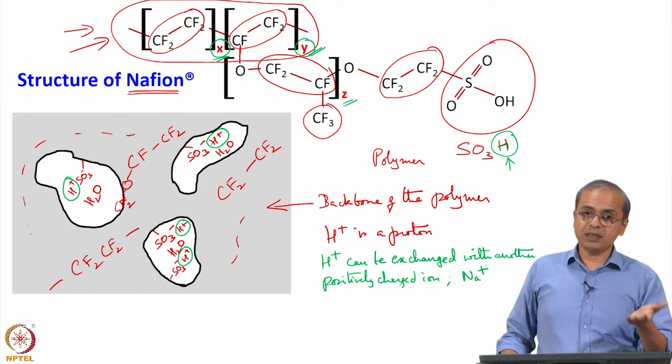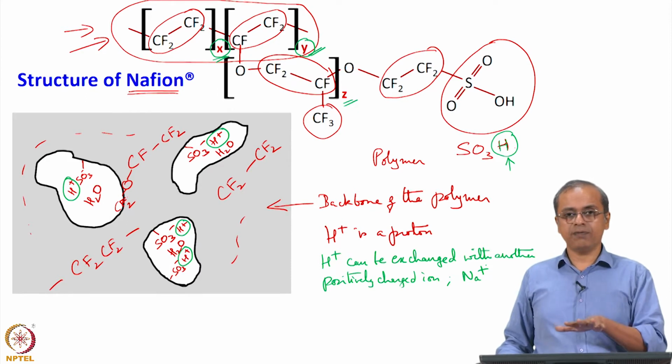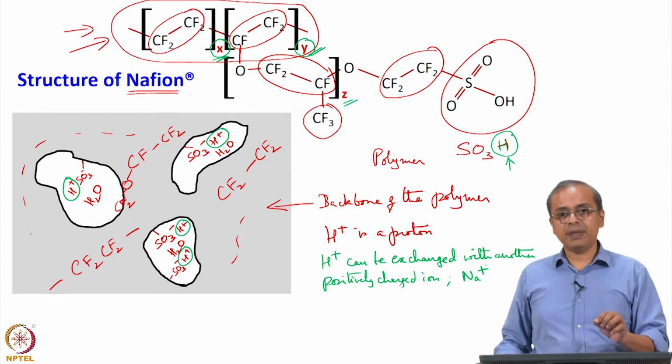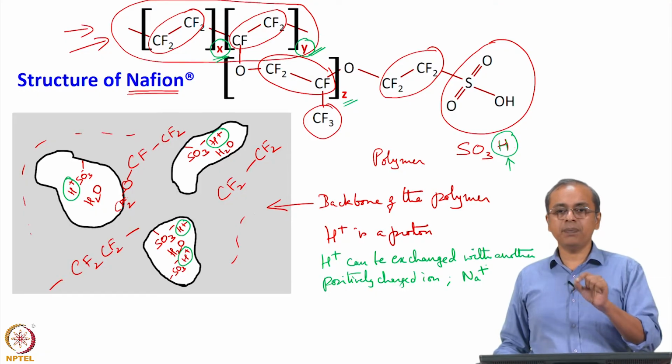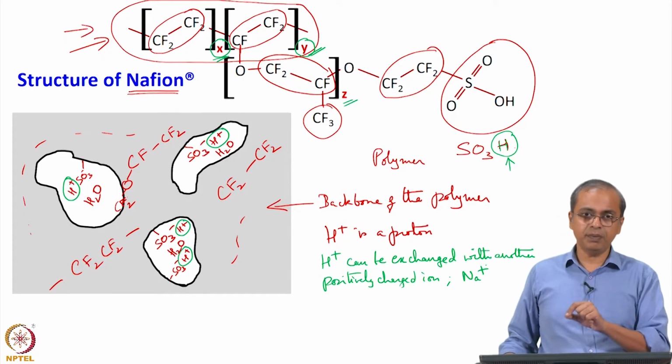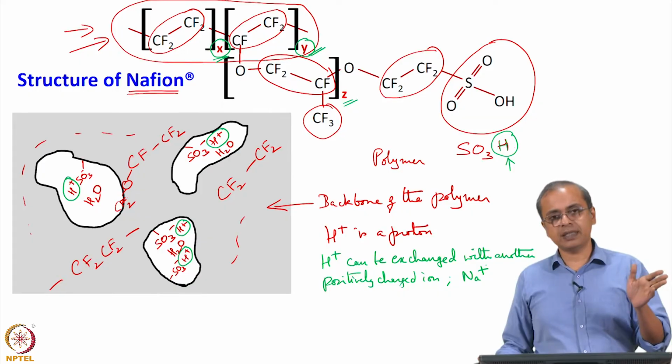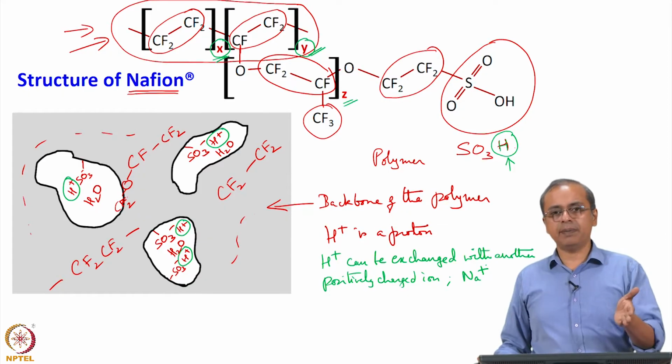There are other applications, for example, this membrane is also used in fuel cell applications, where they want it to remain in the proton form, in the H plus form, because the H plus is the ion that is getting conducted across the membrane for that application.